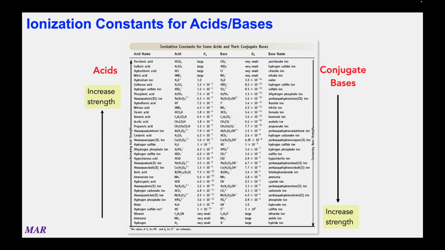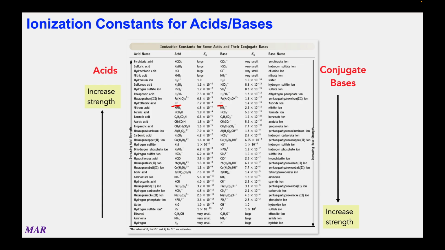Hydrogen sulfate right under it is also pretty weak. It has a Ka of 8.3 times 10 to the minus 13, so pretty small, okay? This table also, if you look at it long enough, lists conjugates directly apart from each other. So if you look, for example, at hydrofluoric acid, fluoride is right across from it, and they're related by a conjugate.